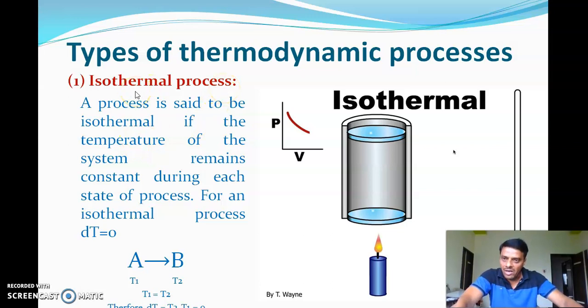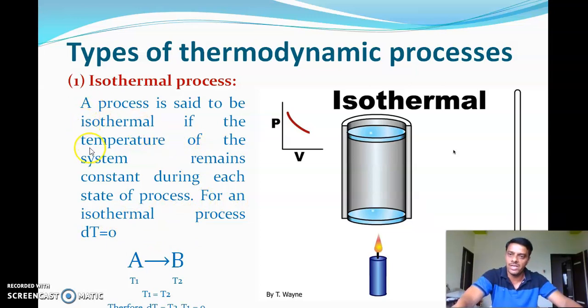First of all, let us try to understand what is meant by isothermal. This is a combination of 2 words: iso stands for constant and therm stands for temperature, so constant temperature. We know what is meant by process: an operation by which a system changes from one state to another state. Now we can define the isothermal process as follows: a process is said to be isothermal if the temperature of the system remains constant during each state of the process. For an isothermal process, delta T is equal to 0.